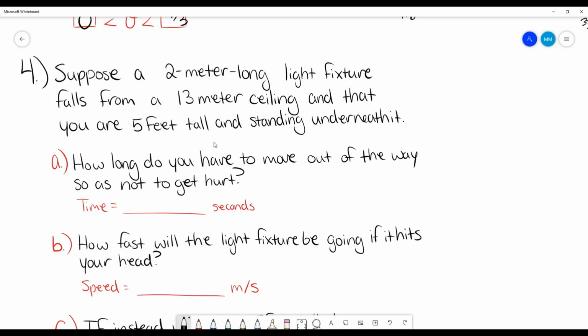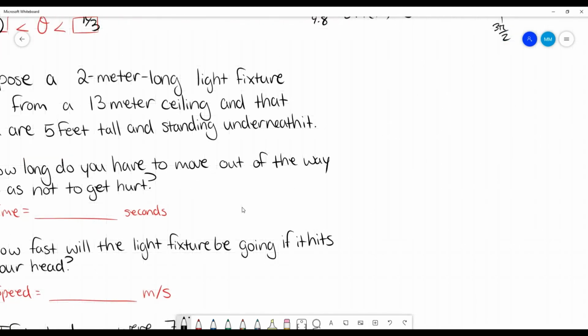Okay, so it says, suppose a 2-meter long light fixture falls from a 13-meter ceiling and that you are 5 feet tall and standing underneath it. So let's go ahead and draw that out, just so we've got a good understanding of what it's asking.